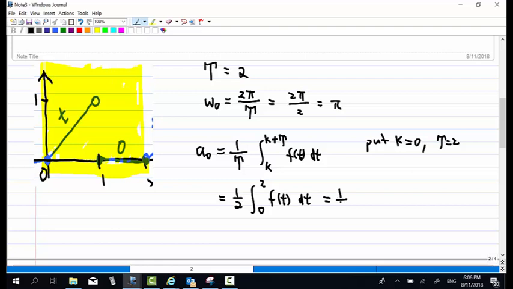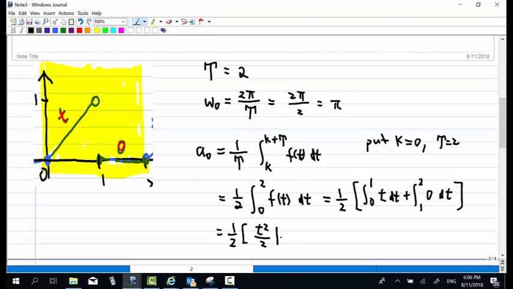However, f(t) consists of two parts. One is from 0 to 1, where f(t) is actually equal to t. And from 1 to 2, f(t) is actually 0. Of course, we know that the integral of 0 is 0. So we only have the integral of t, which is t squared over 2, from t equal to 0 to t equal to 1. The second term is 0 anyway. So substituting the limits, you get half times half, which is 1/4. And that is the value of A0.